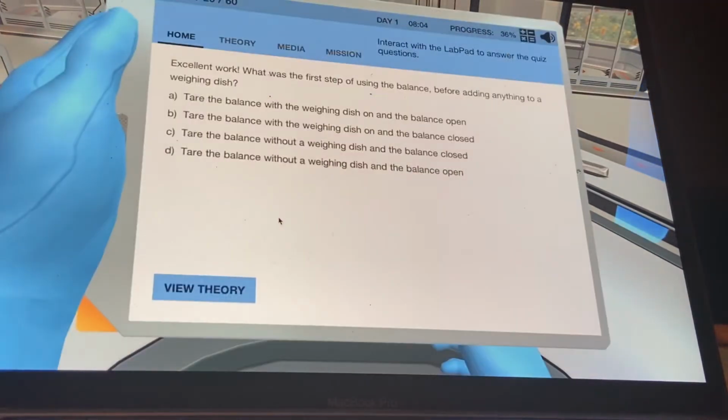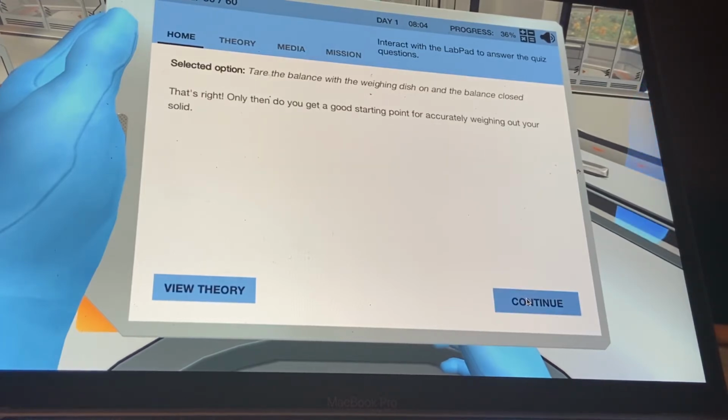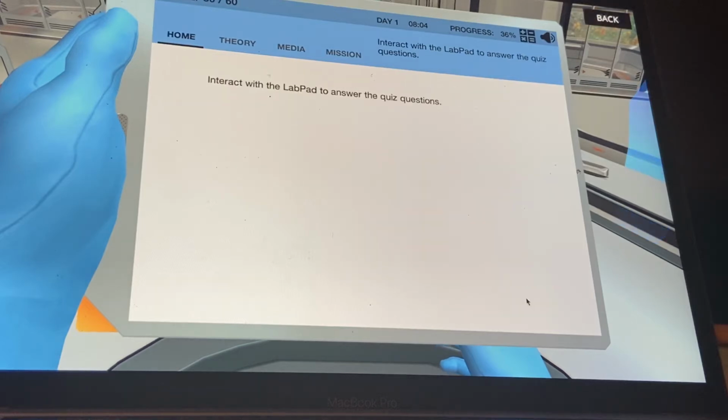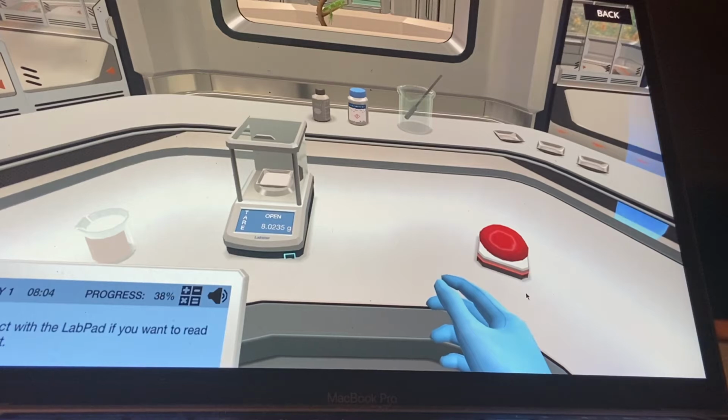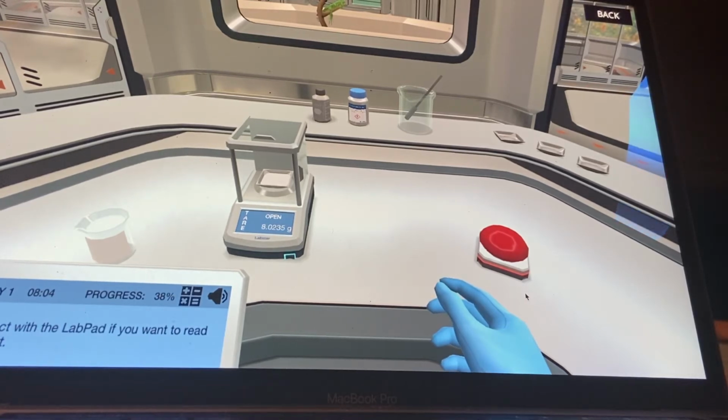Excellent work. What was the first step of using the balance, before adding anything to a weighing dish? That's right, only then do you get a good starting point for accuracy. Okay, you now have the right amount of salt ready. I made it easy for you to dispense the amount with the spatula. In real life, make sure to be really careful with getting the amount correct.